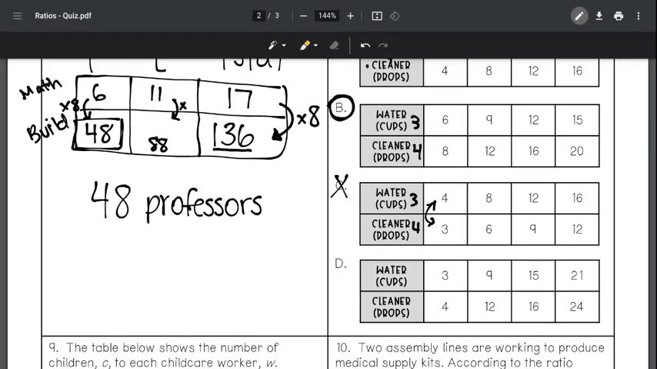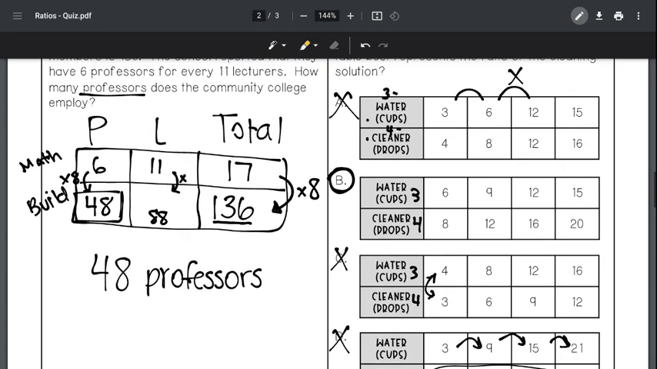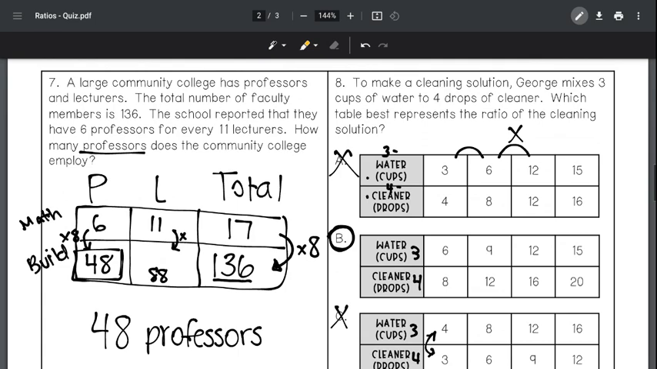And then D isn't going up by a consistent pattern. They added 8, they added 4, they added 8, 6, 6, 6. But this part's bad, the bottom row. That makes no sense. So D's out. So the answer to number 8 was B.